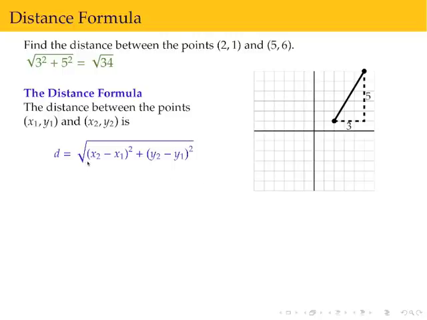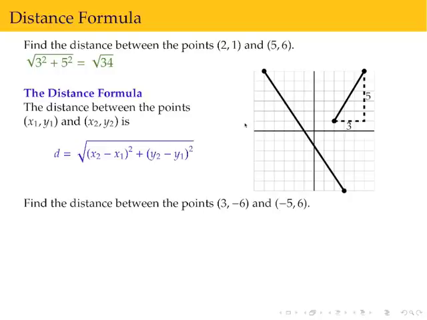You can see how this corresponds to what we did before, because this gives you the length of the horizontal leg, this gives you the length of the vertical leg, and this formula is essentially the same as the Pythagorean theorem, giving you the length of that hypotenuse, which is the direct length between the 2 points.